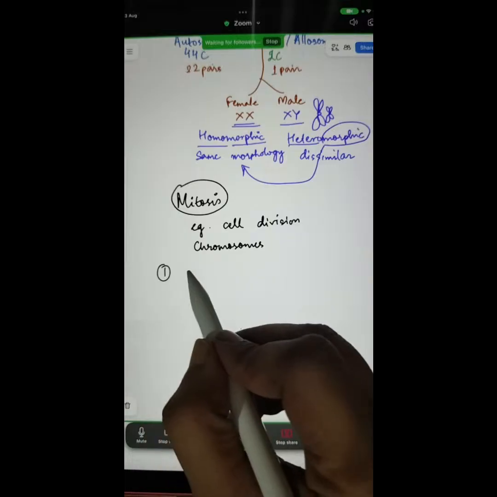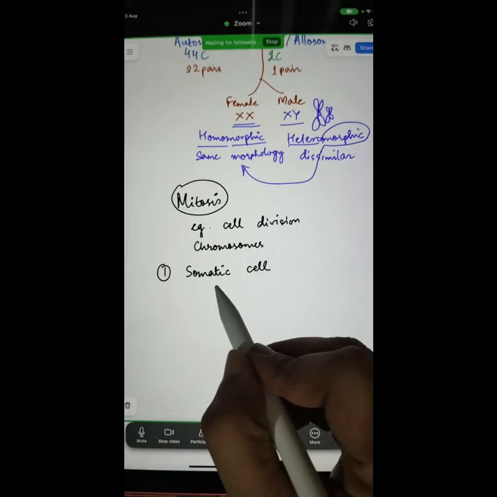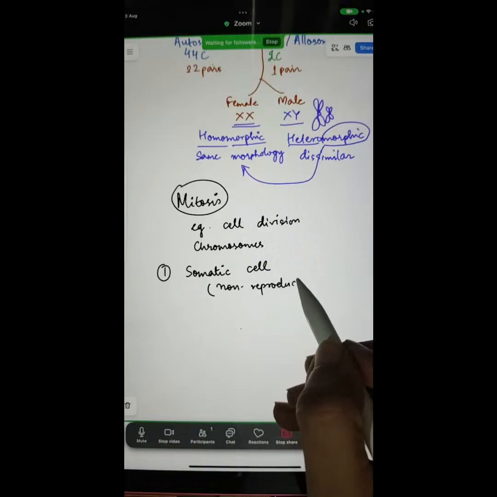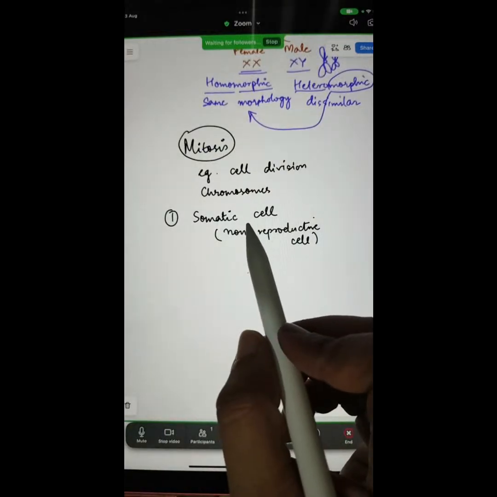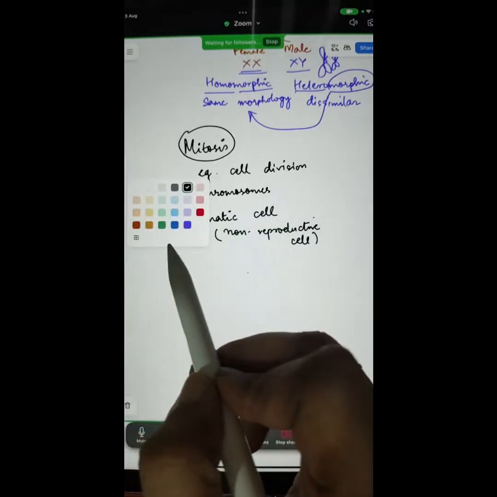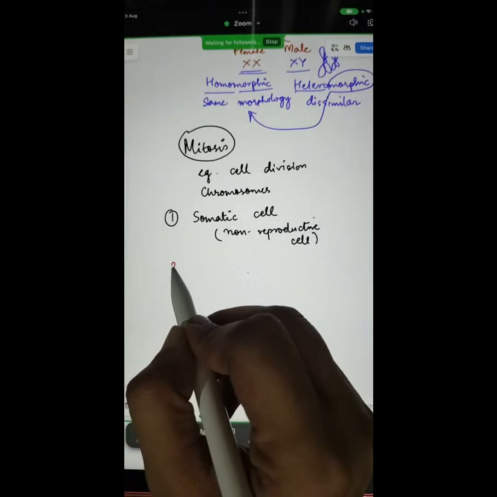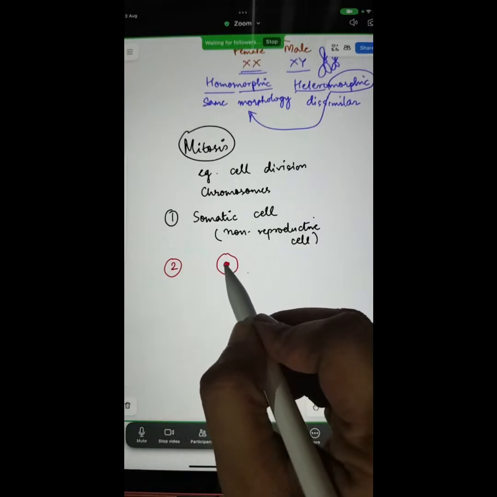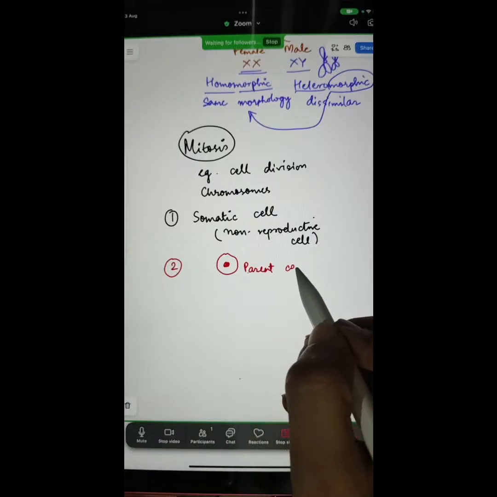So we have two types of cells in the body. One are somatic cells. Somatic cells are non-reproductive cells. These are the cells that will not participate in the process of sexual reproduction. So mitosis, where does it occur? It occurs in the somatic cells of the body. Another important thing, this is one thing that we have written for mitosis. Now, second thing, any cell that has to undergo mitosis will be known as a parent cell.